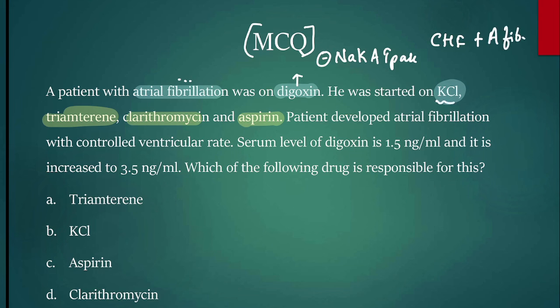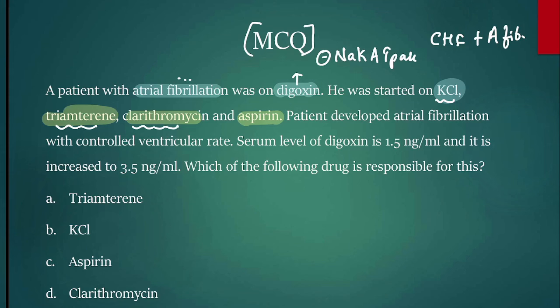Patient was given potassium chloride, triamterene. What is triamterene? It's a potassium sparing diuretic. It is an ENaC inhibitor. Clarithromycin is an antibiotic. Aspirin is an NSAID and antiplatelet drug. So the patient developed atrial fibrillation with controlled ventricular rate. The digoxin level was earlier 1.5 nanogram, and it increased to 3.5.